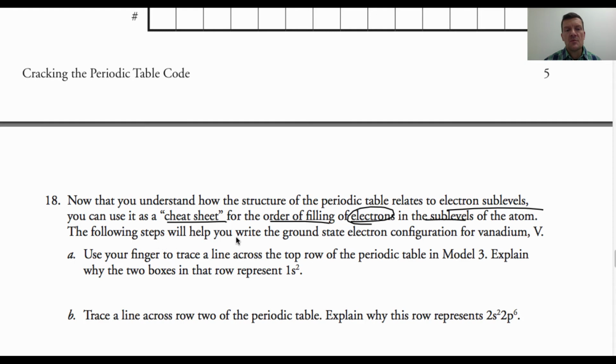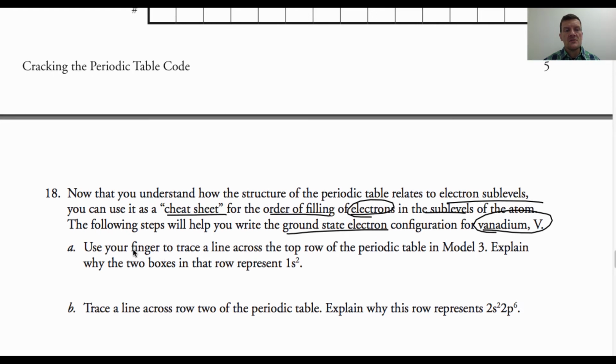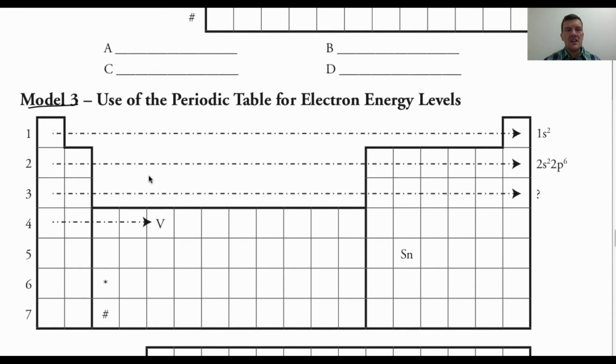The following steps will help you write the ground state electron configuration for vanadium, V. So all we have to do is use your finger to trace a line across the top row of the periodic table. In Model 3, explain why the 2 boxes in that row represent 1s2. All we're saying here is, if you just work your way across the periodic table, starting at the top and work your way down to V, you're going to create the electron configuration for vanadium as you work across the periodic table.